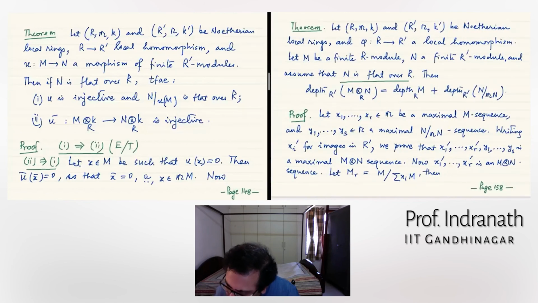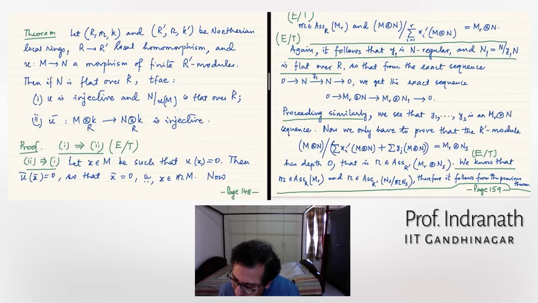Okay, so now I would like to again come back to it before I proceed further. So here again, can somebody tell me why is y1 n regular and n1 is flat?